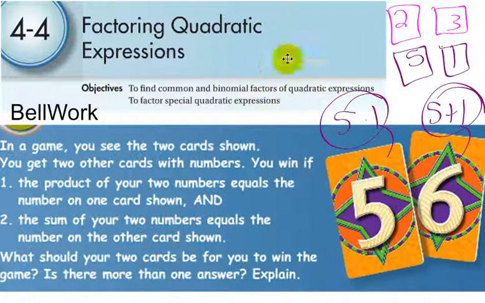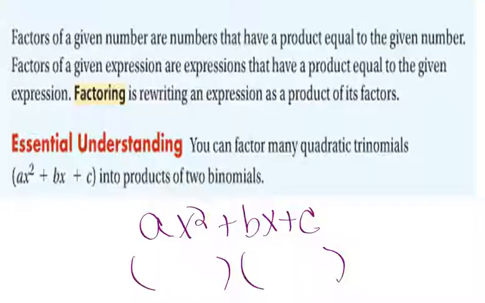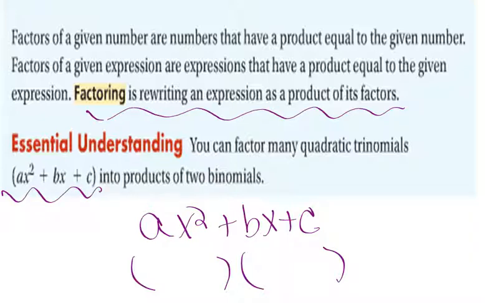And so that was our bell work. And thinking like this, what two numbers can I multiply and get one answer, but when I add them, I get a different one? That's exactly what we need for our lesson today. So this was prep for our lesson about factoring. Factoring is just rewriting an expression as a product of its factors. In Algebra 1, we did this. This is just review of Algebra 1 and some pre-algebra with the FOIL process.